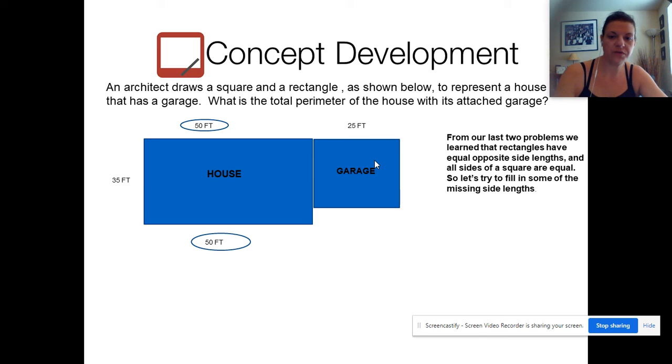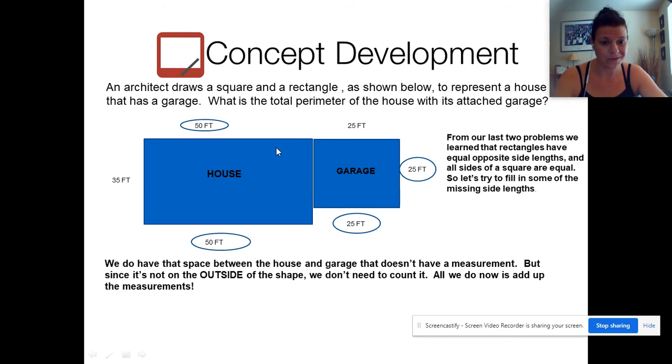Now we're going to move over to the square. So we know that all sides of a square are equal. So if this one side up here is 25, what's the bottom going to be? 25, yep. And the other side is 25. Now, some of you are saying we're not done yet because we still have this space right in the middle between the house and the garage that doesn't have a measurement.